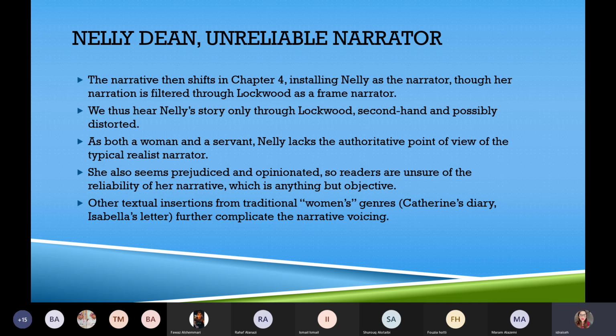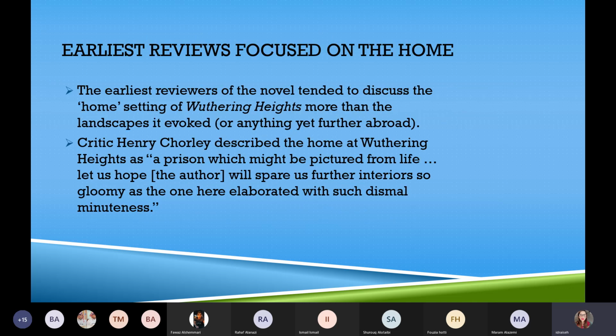Also, another narration voice that we have is Catherine's diary and Isabella's letter. So these are letters and diaries that we read. And so these basically further complicate the narrative voice in this novel.